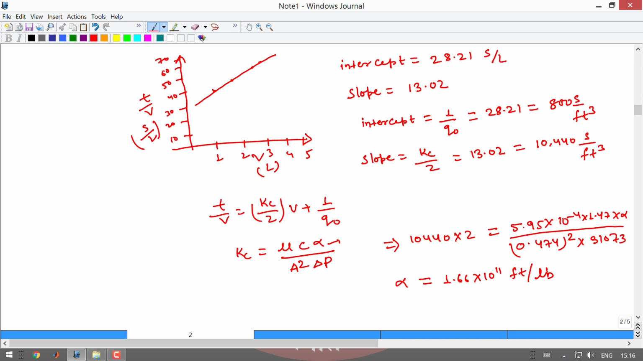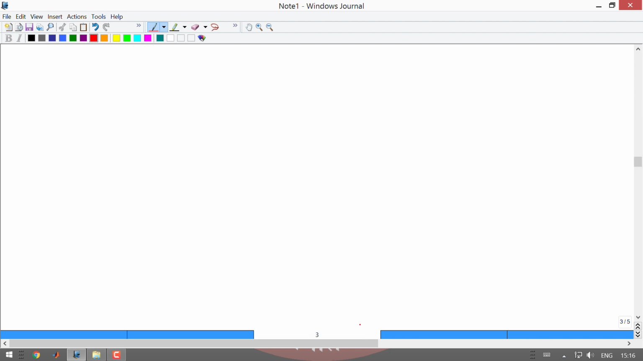This is the first part. In the second part I have to find the cake resistance from the slope. We got the slope equal to, intercept equal to 800 second per feet cube, and equal to this one, mu Rm, cake resistance into area into pressure drop. So, everything is known here, just put the value.